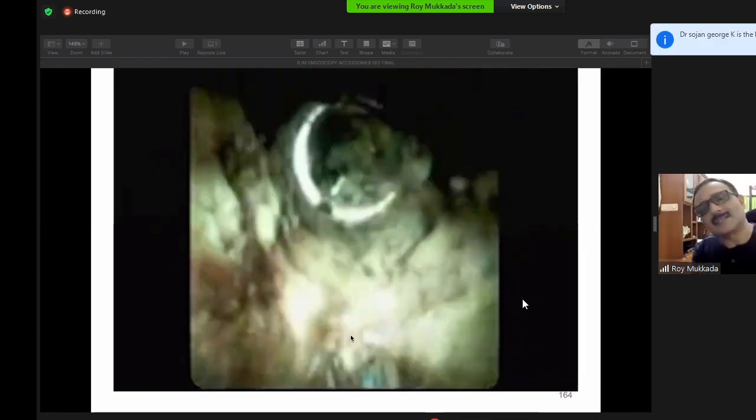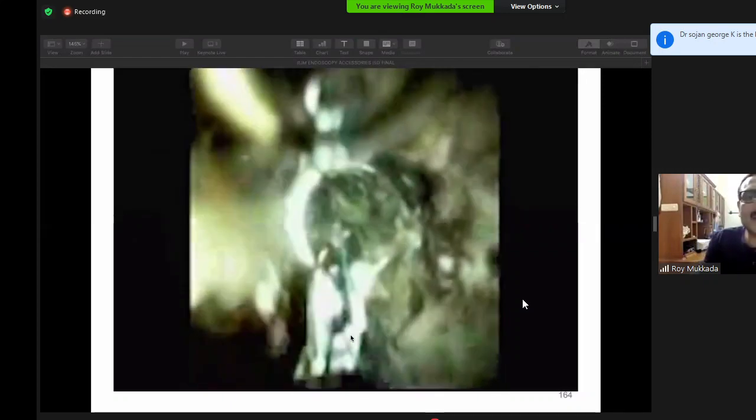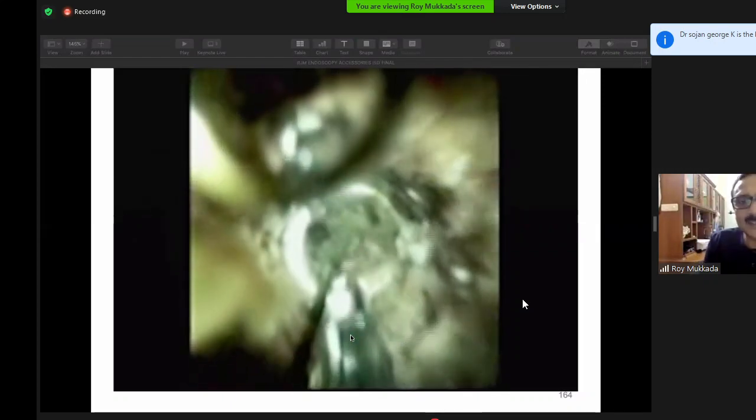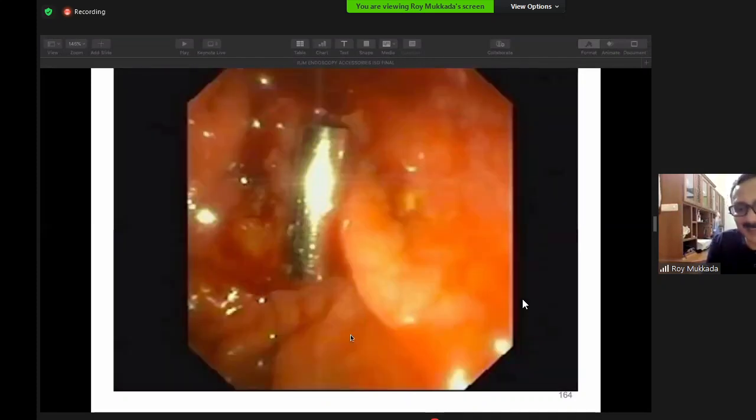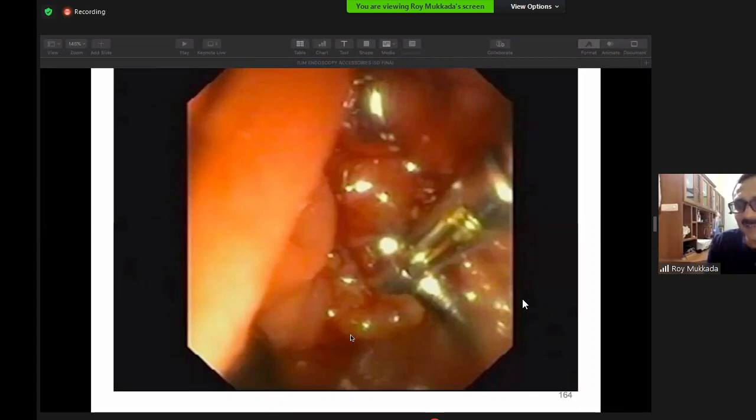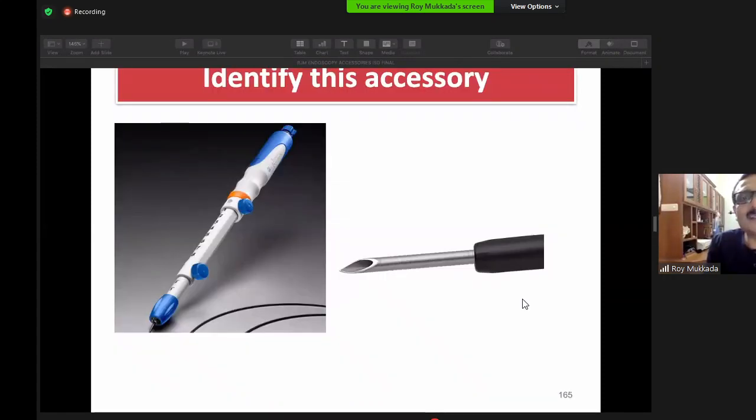Unfortunately, what happened is that the tip of the radiofrequency ablator got lodged there and dislodged. Again, with SpyBite biopsy forceps, we are taking it out. So that's the other use of SpyBite biopsy forceps: we can actually take out the foreign body.